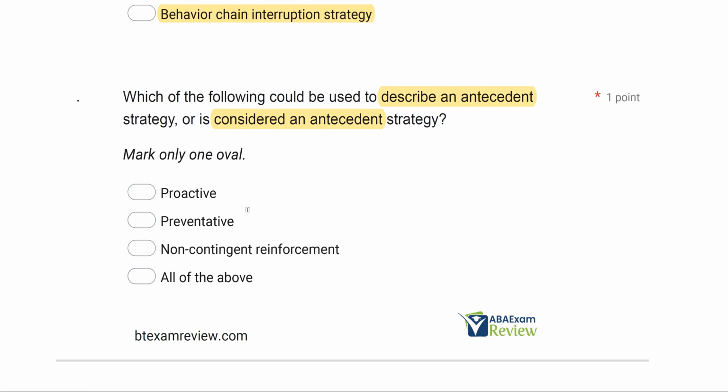Now, non contingent reinforcement. Is non contingent reinforcement considered an antecedent strategy? It is, because it comes before the response. So, which one of these describe antecedent strategies? Well, proactive and preventative. Which one is an antecedent strategy? Well, non contingent reinforcement. So, our answer here is D, all the above.